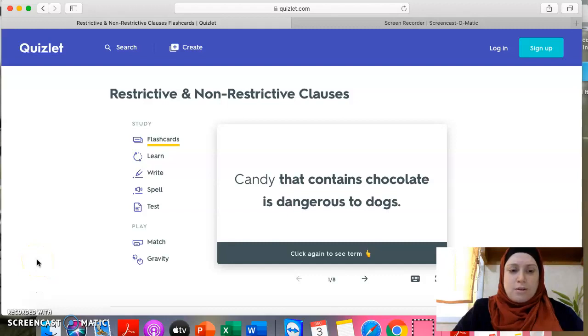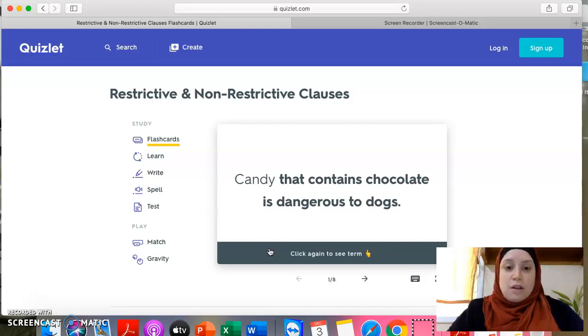Good morning, class. In today's lesson, we're going to be taking a look at restrictive and non-restrictive clauses. And I'm using this application called Quizlet to test our knowledge in both restrictive and non-restrictive clauses. Now, as you can see here, this application is very useful for understanding the requirements by having you take a type of flashcard test to see that you can recognize the sentence as being either restrictive or non-restrictive.